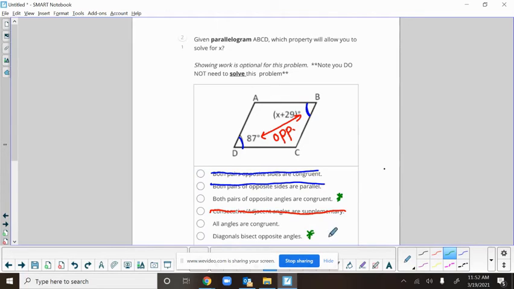Now, if you go back to your property sheet, this bottom one is a property for a rhombus, not a specific property for a parallelogram. So you cannot assume this to be true for this parallelogram because you don't know if it's a rhombus or not. So it ends up being both pairs of opposite angles are congruent. If you were to try to solve for x, you would just set these two things equal to each other and then solve for x that way.